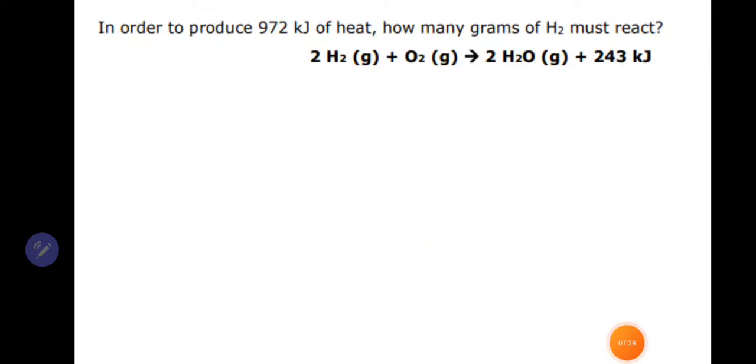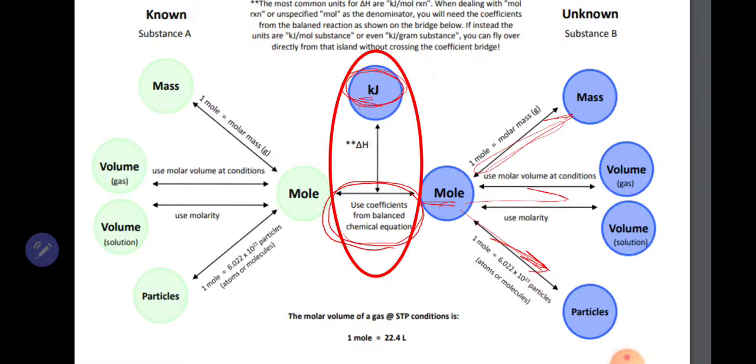All right, we got 2 more problems and then you're on your own. So here they want to know, we produce 972 kilojoules of heat. How many grams of hydrogen must react? Well, like always, let's go check the map. How do we get there? I'm starting off with kilojoules. Then the only place I can go next is moles. But I don't want moles.